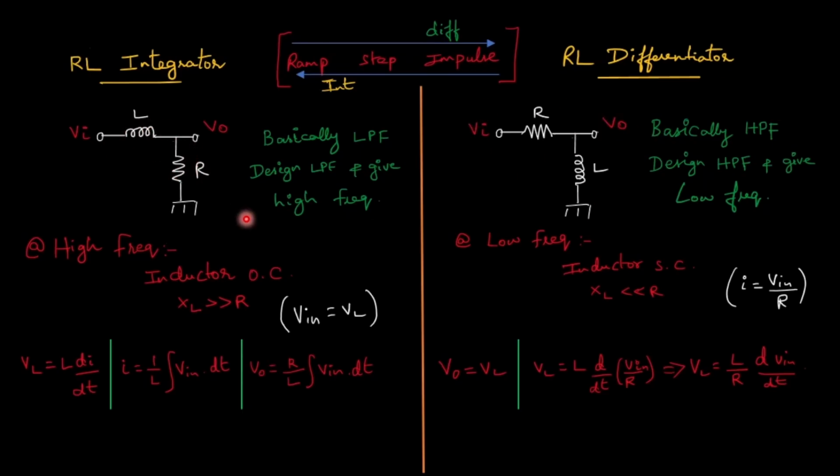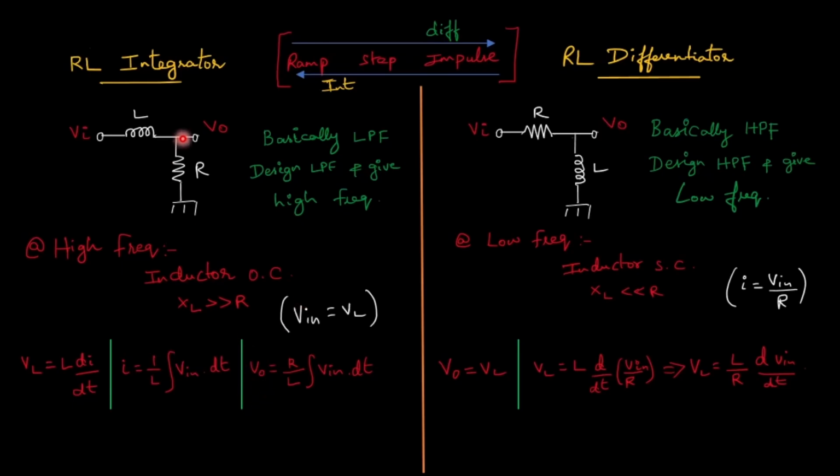So we know at higher frequencies the inductor tends to get open circuit and the impedance of the inductor is very much greater than the resistance, and at lower frequencies the inductor gets short circuit and the impedance of the inductor is very much lesser than R. So here the current is majorly controlled by the inductor and here the current is majorly controlled by the resistor. Here this is the equation of the inductor: VL is equal to L into di by dt, and by integrating we get I is equal to 1 by L integration of V in times dt.